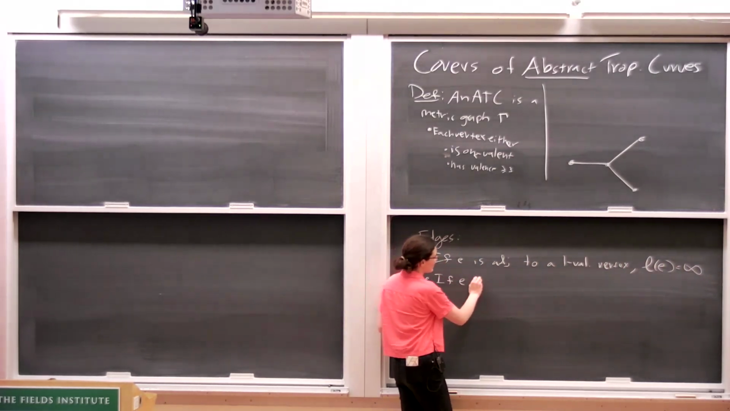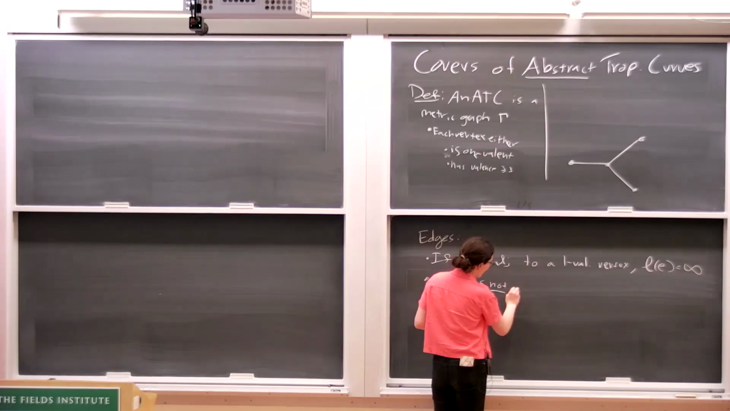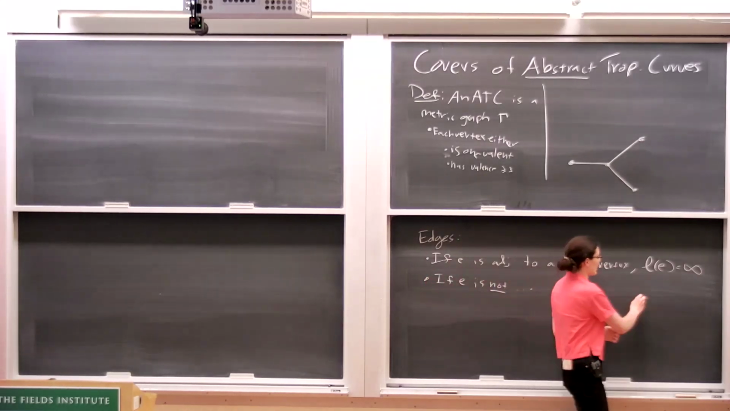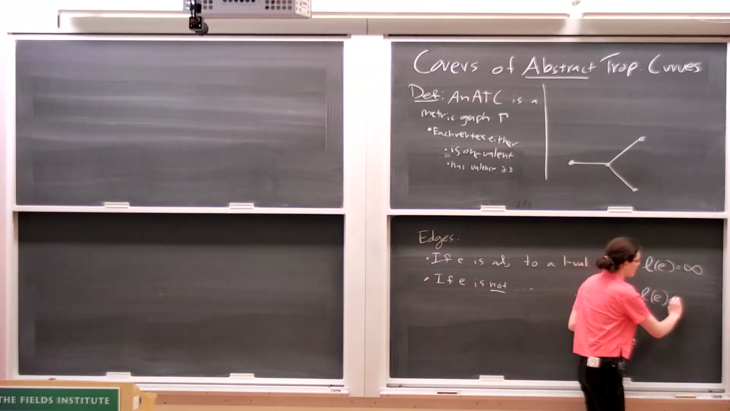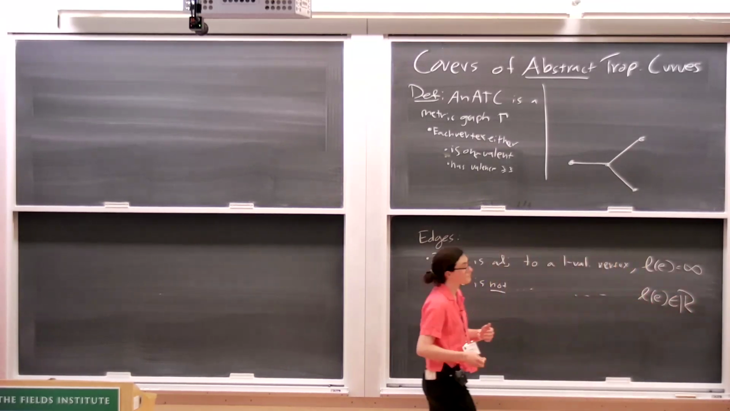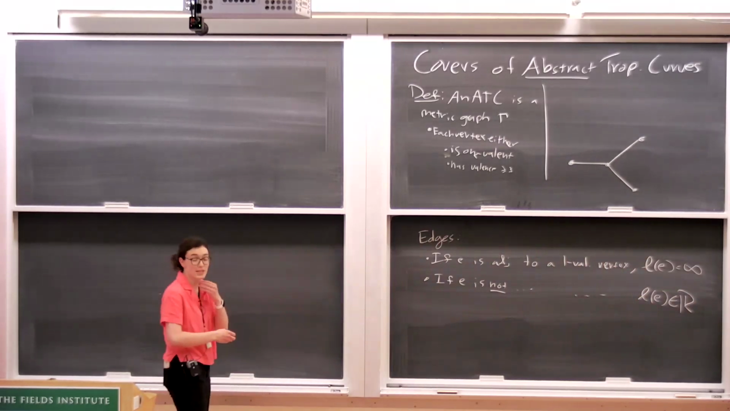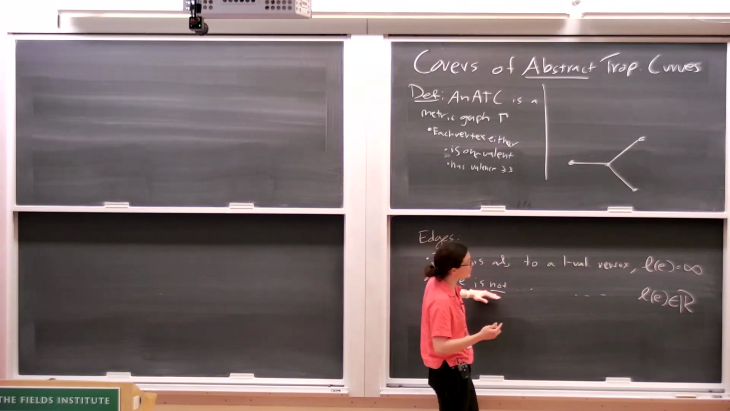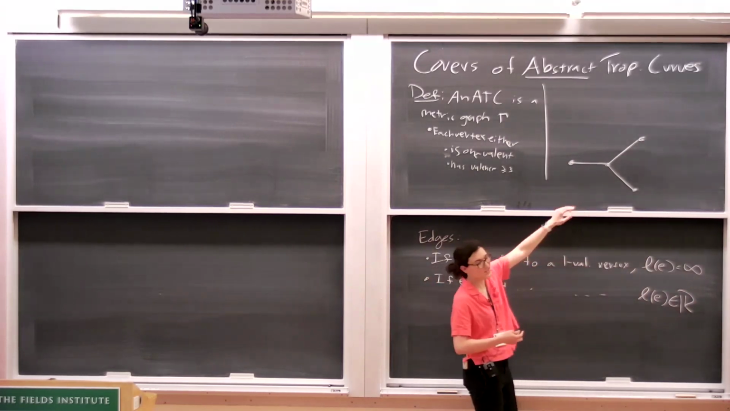Otherwise, if E is not adjacent to a 1-valent vertex, it'll have some real length. So the length of E will be some real number. There are none of those edges in this graph here. We'll call those edges inner or bounded edges, and these edges here ends.